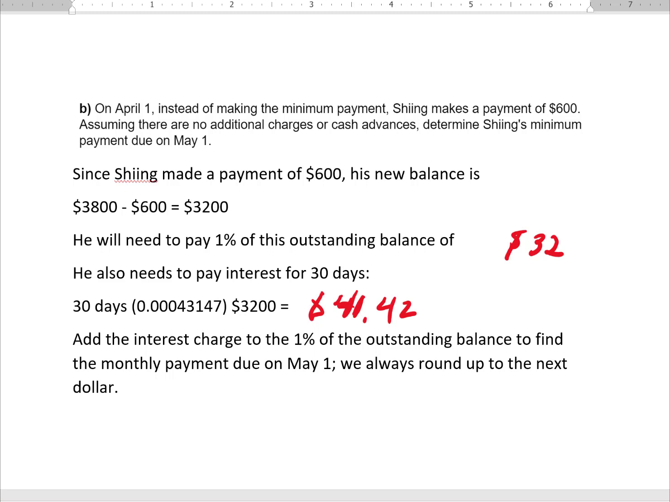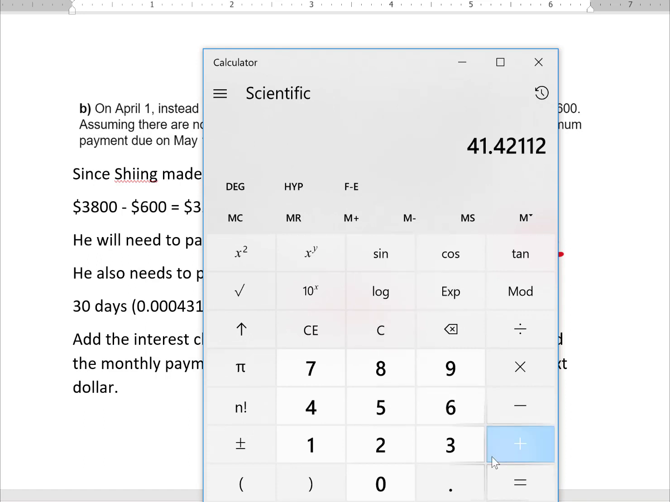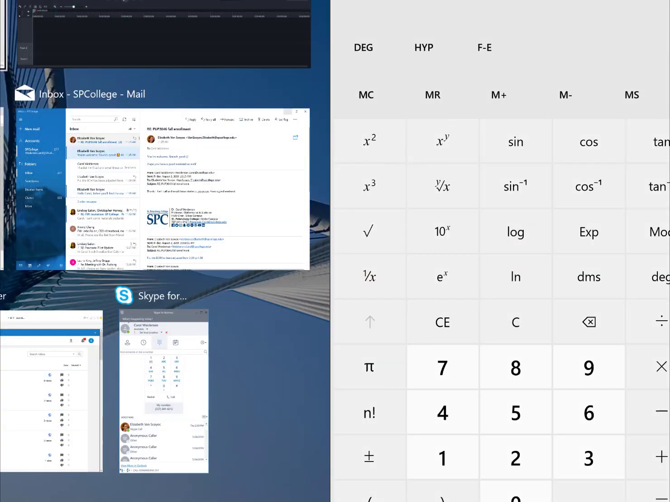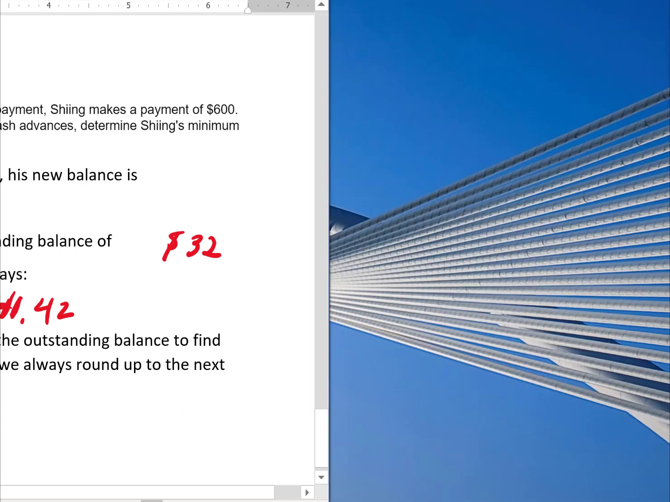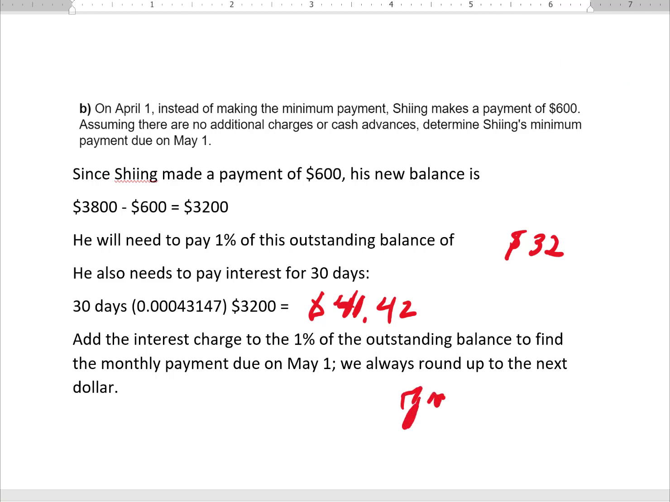So what we do is we add the interest to the minimum payment, and we're going to get, let's pull our calculator up and do it. So we're going to take $41.42, which I still have in my calculator, and I'm going to add $32. So I get $73.42. But remember, we always round up, so this is going to become a payment of $74.